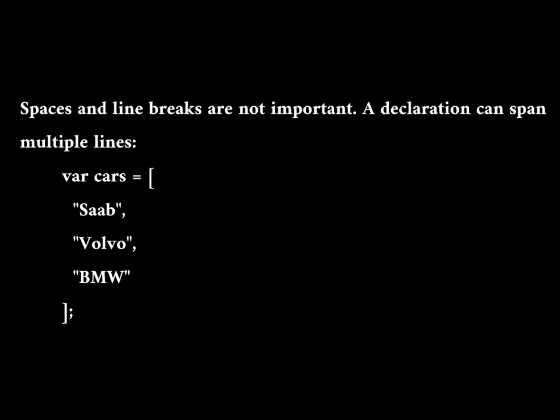Now, spaces and line breaks are not important. A declaration can span multiple lines. You can declare like this also: var cars equals square bracket, then press enter, write the name of the car in double quotes, then put a comma, press enter again, in the second line the next name of the car, and in the third line the next name of the car. Then complete the square bracket, and complete the statement with a semicolon. This way you can write the item names on multiple lines while declaring the array.